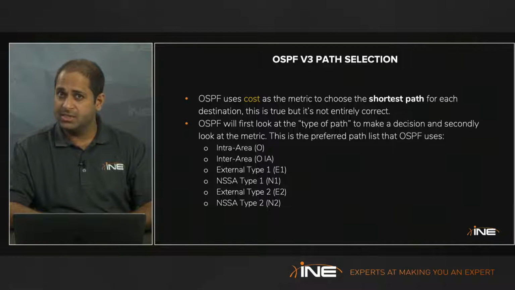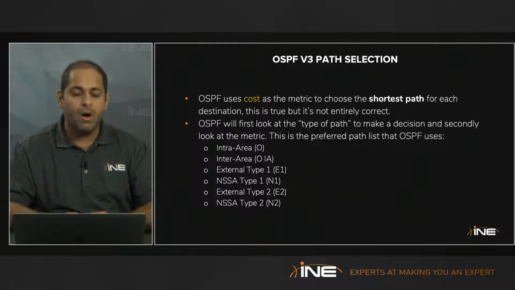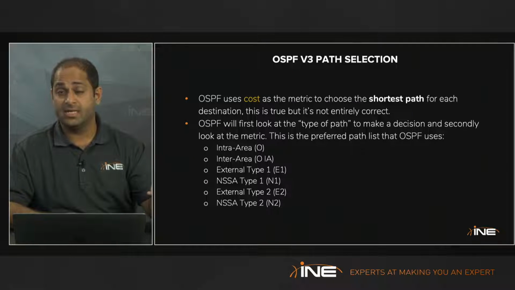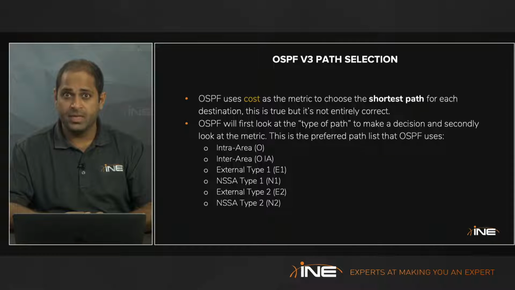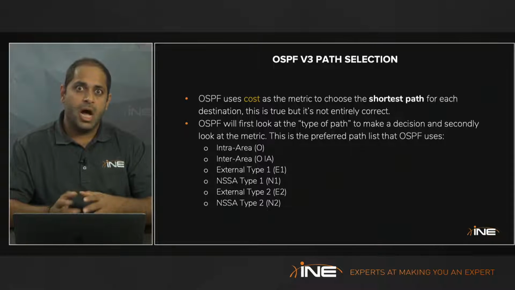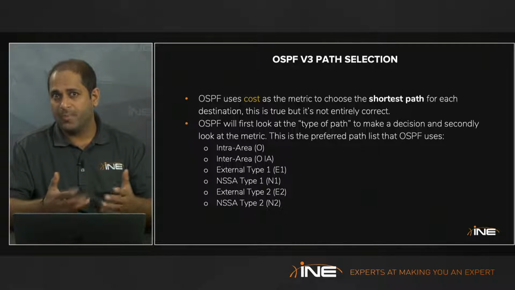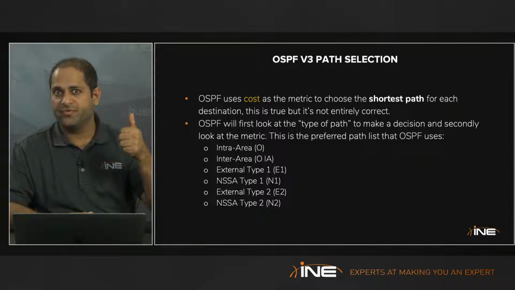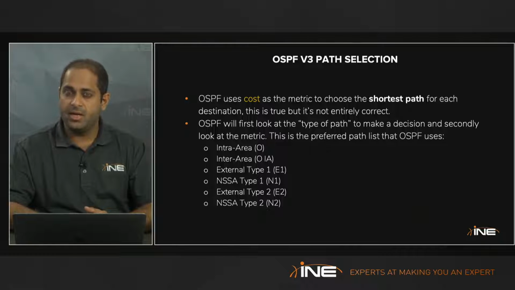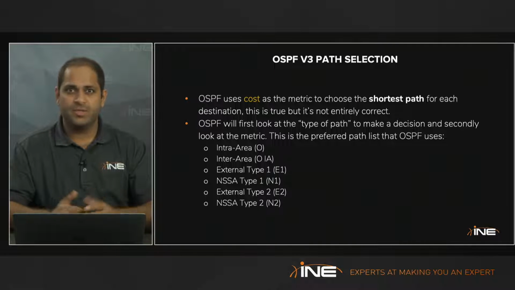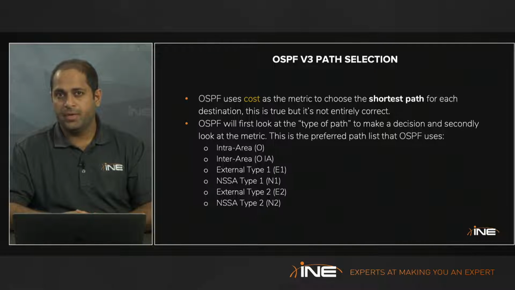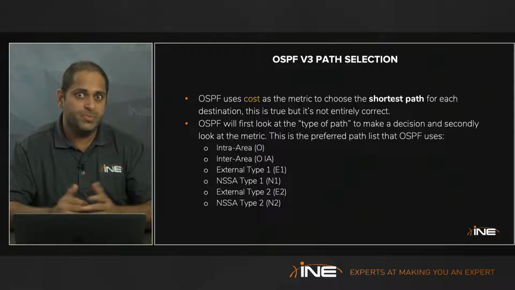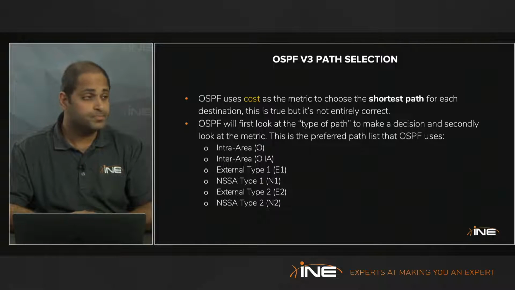The path type is different for IPv4 and for IPv6. Again, that depends on whether it's IOS XR or IOS XE. As far as IOS XE is concerned, the path type is based on O routes preferred over OIA, then OE1 preferred over ON1, and then OE2 preferred over ON2. This was the basic order in which OSPF does selection based on path types.